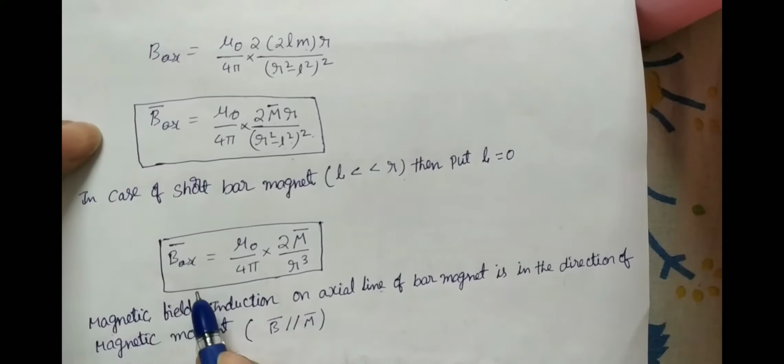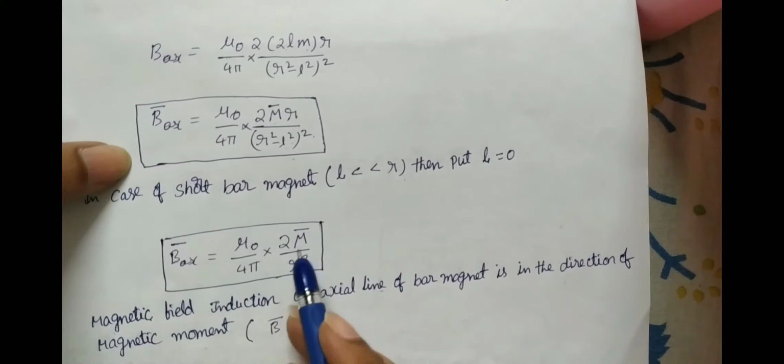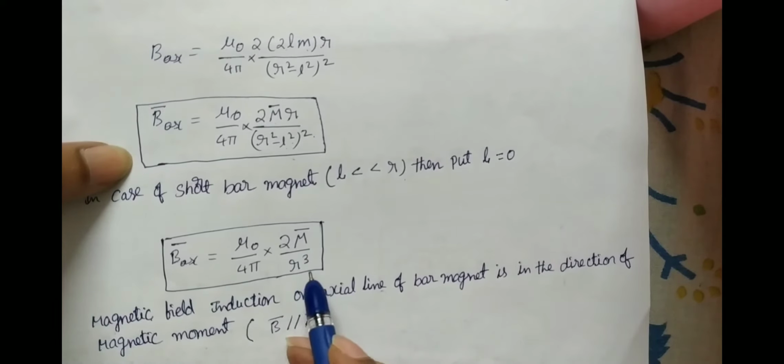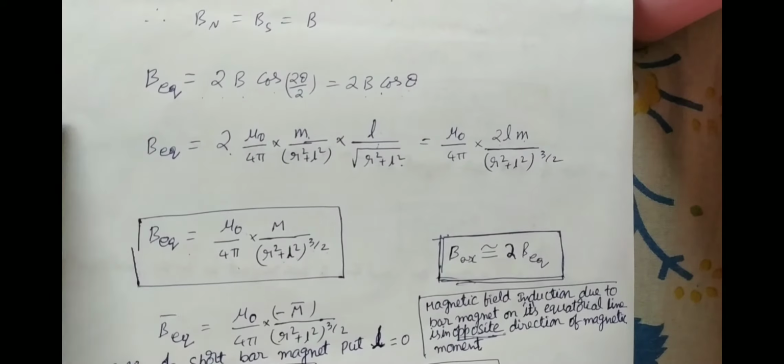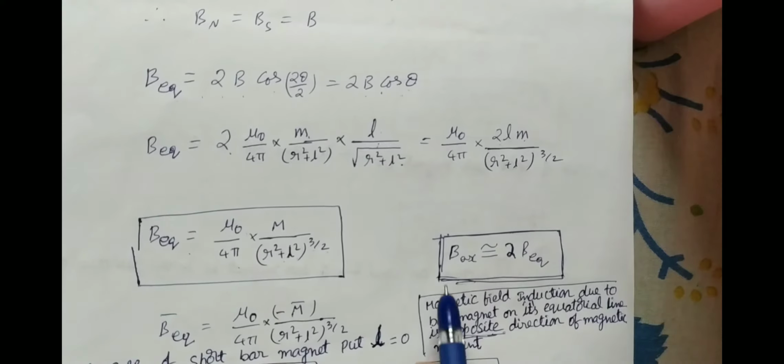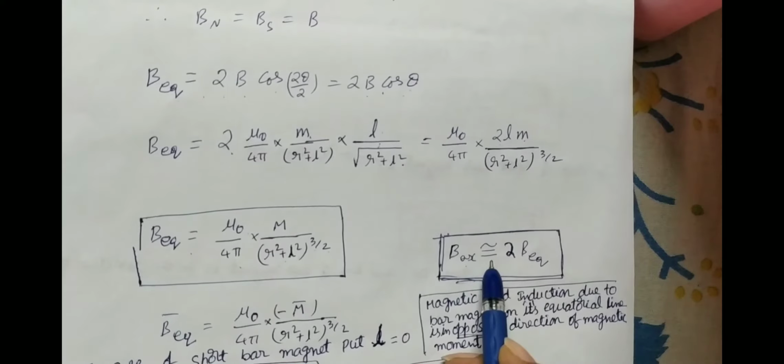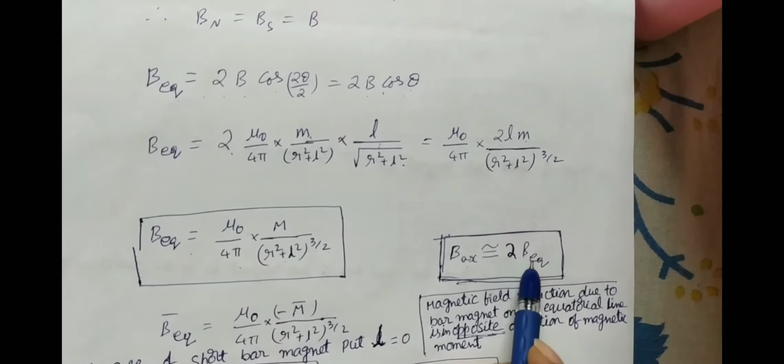This is on the axial line. You see μ0/4π times 2m/r³ here, and there only m/r³, here 2m/r³ we get. From this, what do you say? Magnetic field induction on the axial line is approximately equal to 2 times the magnetic field on the equatorial line.